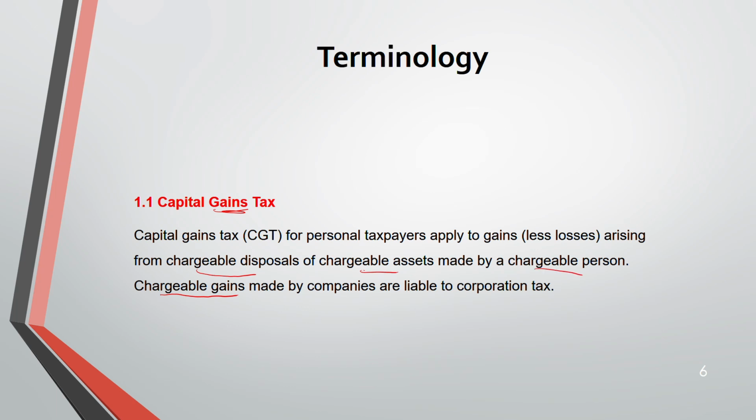And if this chargeable gain is made by the personal taxpayer, they will pay capital gain tax. But if the chargeable gain is made by companies, they are liable to corporation tax. You just add the chargeable gain with your income. Add all. When we go to company, you will understand this better. Okay. We are still under individual. We are still under personal taxpayers. We didn't go to corporate taxpayers.